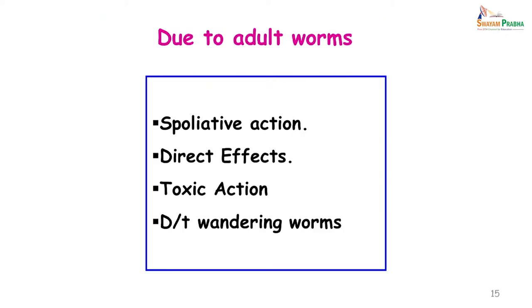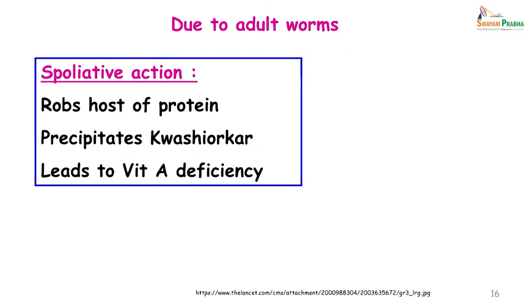Due to the adult worm, there can be various actions. If of course you have just a single worm, you may not have any of these problems. You will be asymptomatic, but in case you have more worms, then the most common feature is spoliative action. The direct effects due to the worm, toxic action, and effect due to wandering worms. So, let us look at the spoliative action.